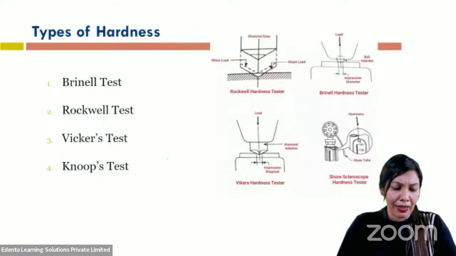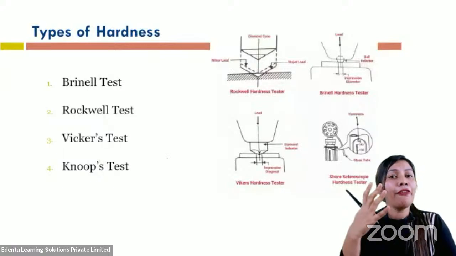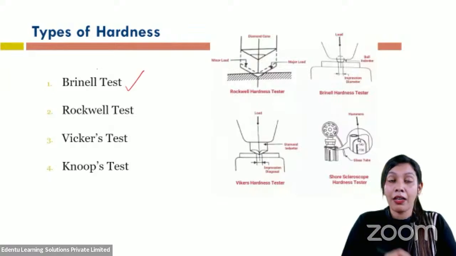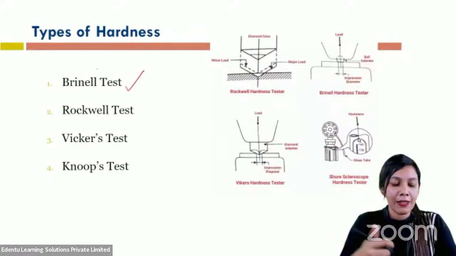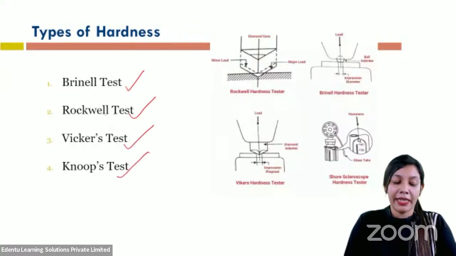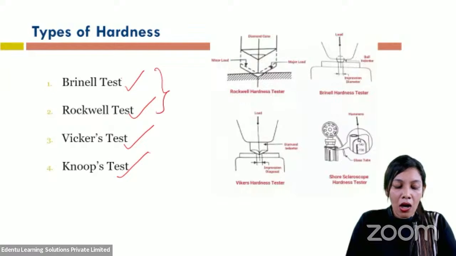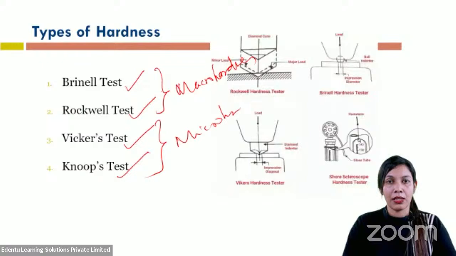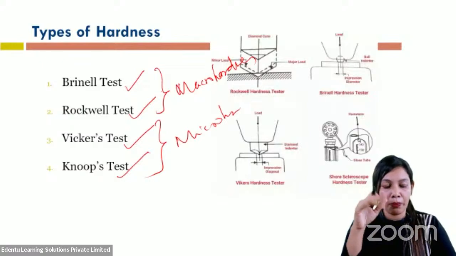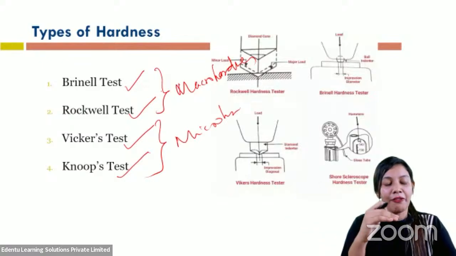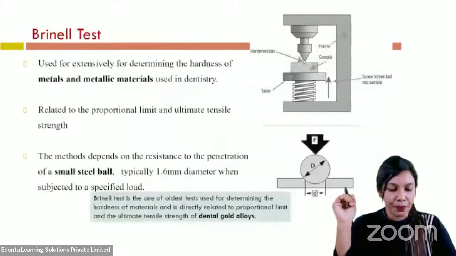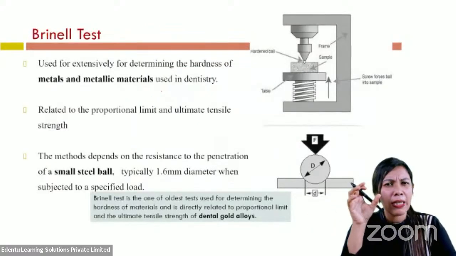What are the types of hardness? First of all, there are 4 types of hardness tests, by which we calculate the hardness: Brinell test, Rockwell test, Vickers test, and Knoop test. The first two are called macro hardness tests. Very important: Vickers test and Knoop test are called micro hardness tests. Okay, you understood? Both B and R are macro. Vickers and Knoop are micro. So what is the difference? Only the important points have been noted.